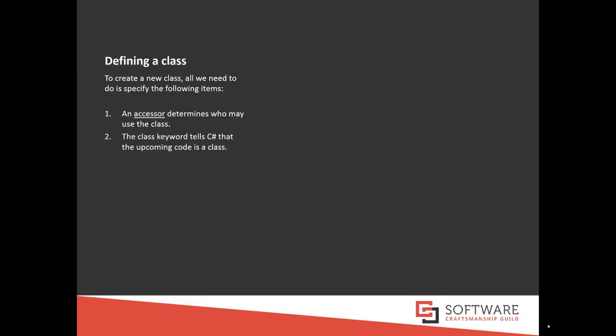The next thing is the class keyword. This is what tells C# that the upcoming code block is a class, and it keeps everything together for us. The third thing is the name of the class. This is what we're going to use to create object instances. So when I want to create a class for a bank account, I'm going to tell the compiler, get me a bank account.